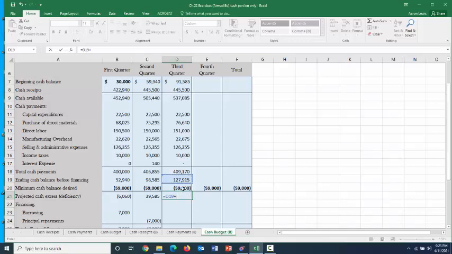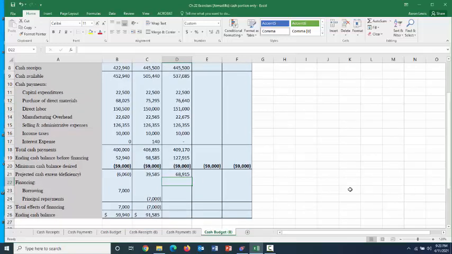$127,915 and subtract our $59,000 minimum cash balance, we will have cash excess on our books, if all things go according to schedule on our budget, of $68,915. We are not going to borrow any money. We don't have any debt to repay on our books, which means the total effects of financing are going to be nothing. So our ending cash balance after financing, since there was nothing to do with financing, is going to be exactly the same as it was before financing.